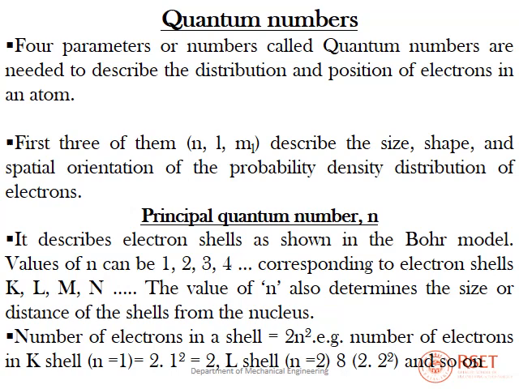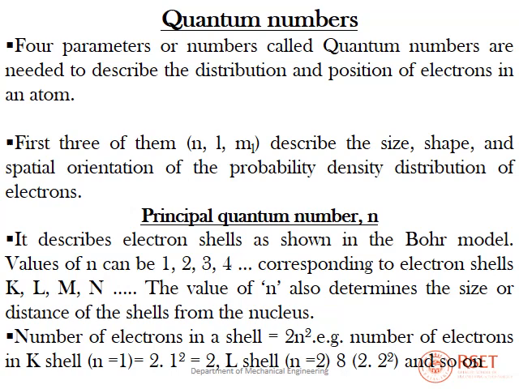We can see 1, 2, 3, 4, which are different energy levels, normally labeled as K, L, M, N, where K has the lowest energy. The value of n determines the size or distance of the shells from the nucleus. So the nth shell means it is very far away from the nucleus.